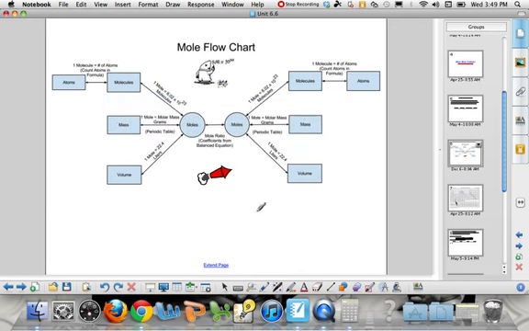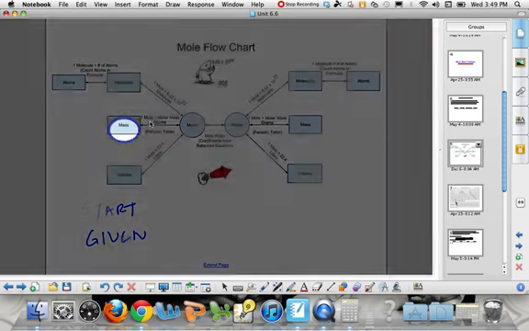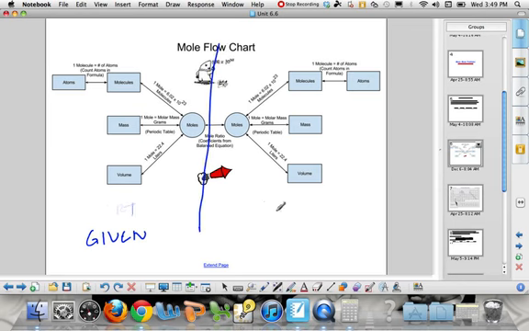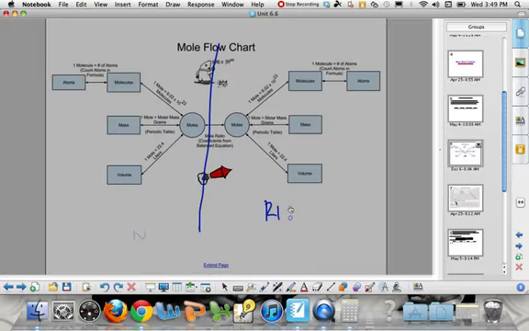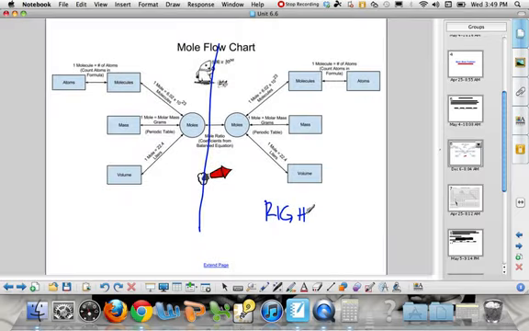Now, when we're looking at this flowchart, I want you to realize that we're starting on the left side. This is what our given quantity is. So this is where we're going to start. We are starting here with mass. We are going to go then to the right side. This is where we're going to end. So we'll end on the right. This is what we want to solve for. So that's what we're going to want to figure out.